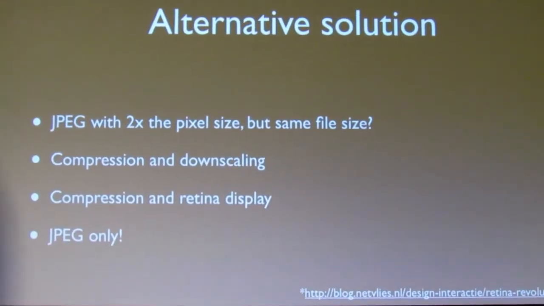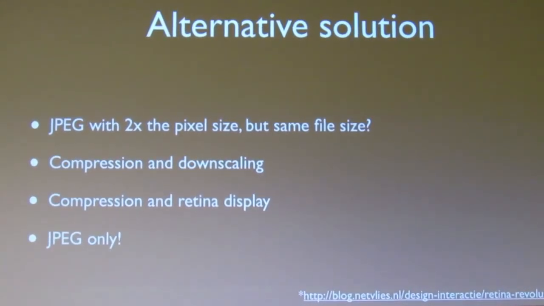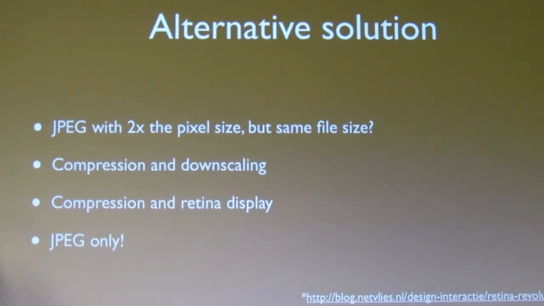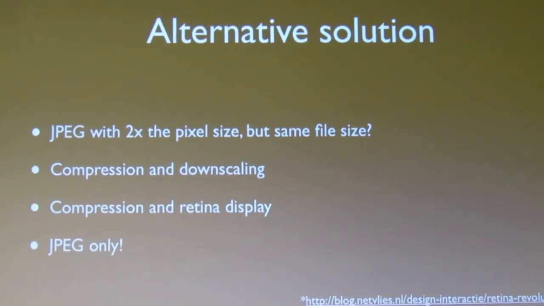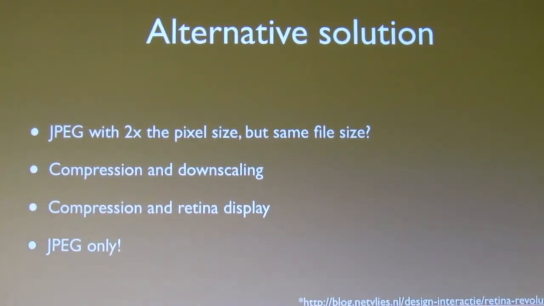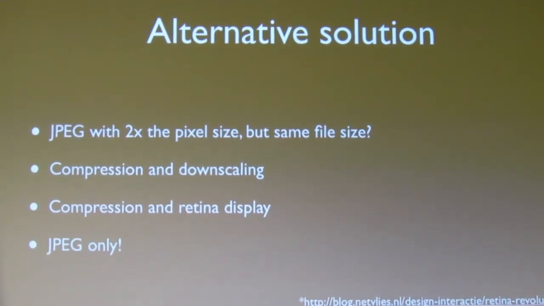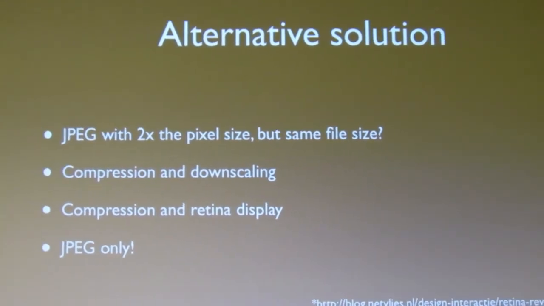And recently an alternative solution showed up. How does this sound? You take a JPEG image, you double the size in pixels, and yet you get the same file size. Actually, it might even be smaller, and the quality would be exactly the same. I mean, that's madness, right?